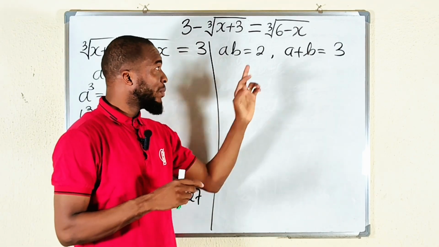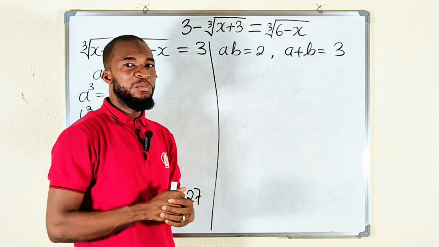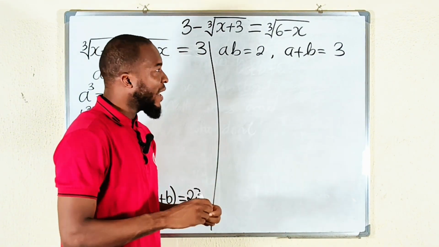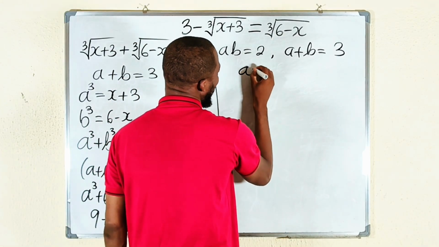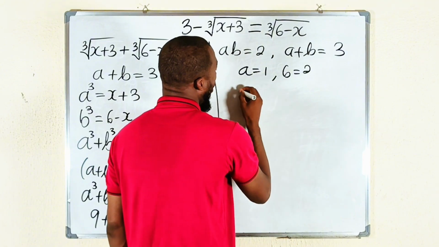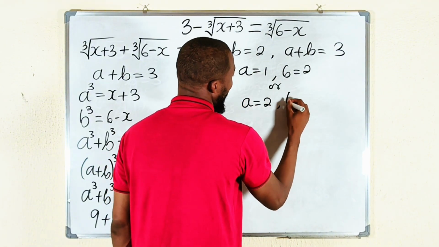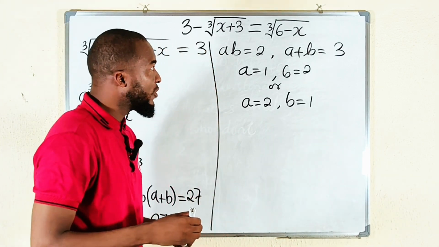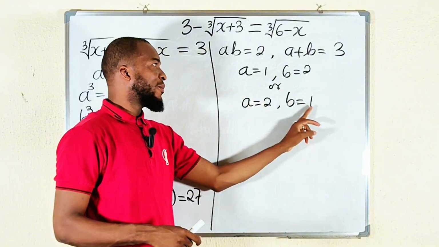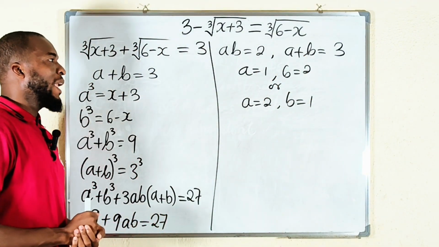Two numbers you can multiply together to get 2 and add to 3. The numbers must be 1 and 2, because 1 times 2 is 2, and 1 plus 2 is 3. Therefore, it is either A equals 1 and B equals 2, or A equals 2 and B equals 1. Anyhow, you must get the same value. 1 times 2 is 2, 1 plus 2 is 3, 2 times 1 is 2, 2 plus 1 is 3. So we have the values for A and B.